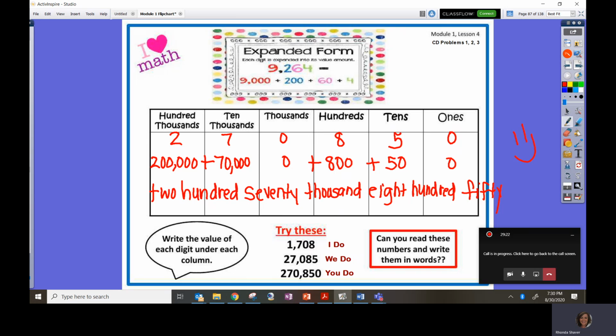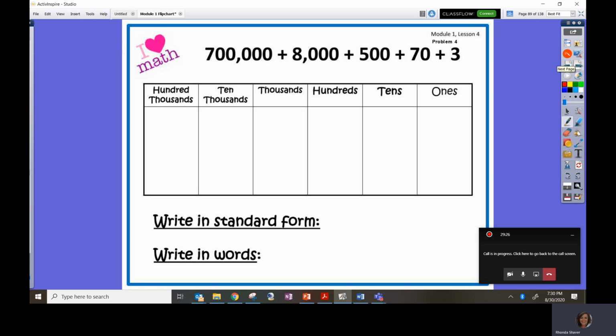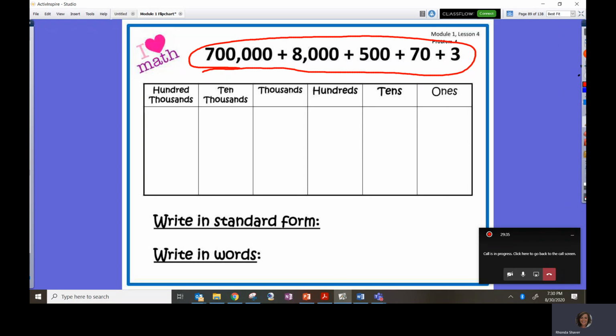So let's move along now, and we are going to look at it a little bit differently. Now, what I want you to do here for me is read this number sentence up here. So this is already in expanded form. That's what we're starting with. So I want you to read that with me. Here we go. 700,000 plus 8,000 plus 500 plus 70 plus 3.